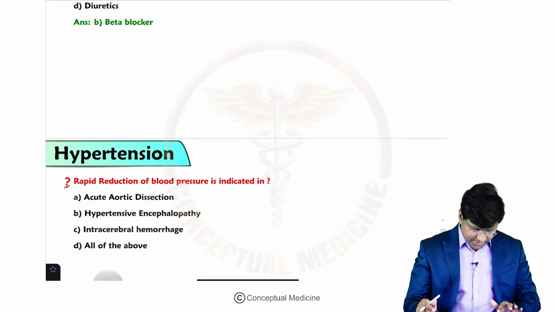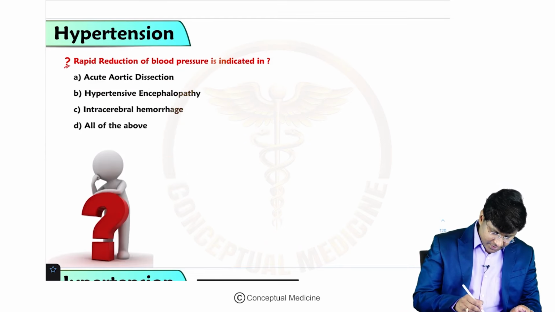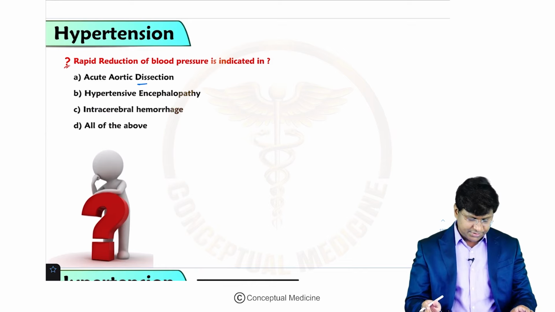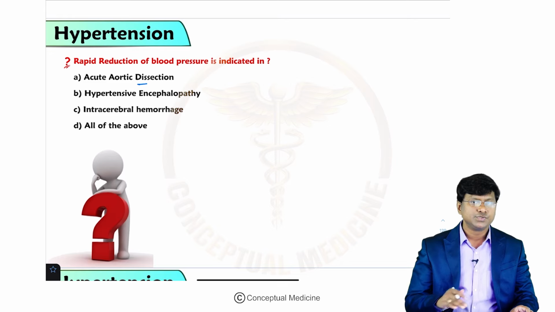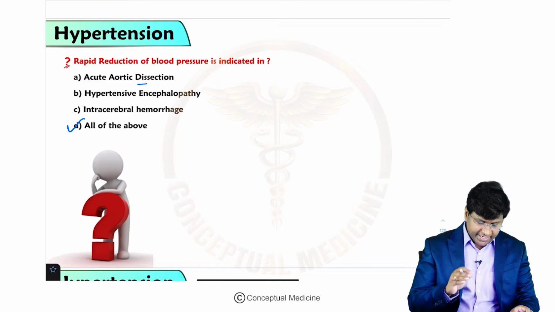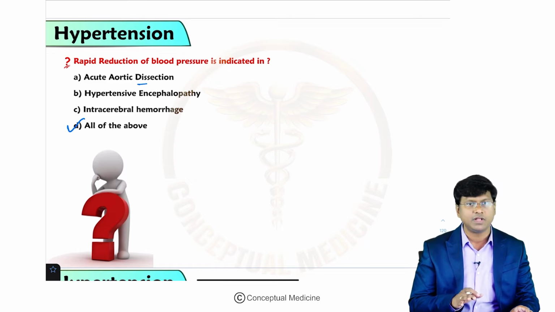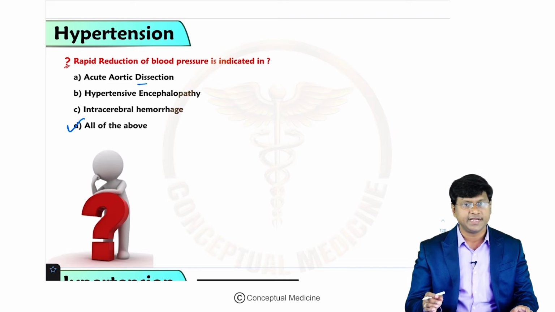Next, rapid reduction of blood pressure is indicated in which of the options: acute aortic dissection, hypertensive encephalopathy, intracerebral hemorrhage, all of the above. So all these are hypertensive emergency scenarios. You need to do a rapid reduction of blood pressure in all these scenarios, that is acute aortic dissection, hypertensive encephalopathy as well as intracerebral hemorrhage.